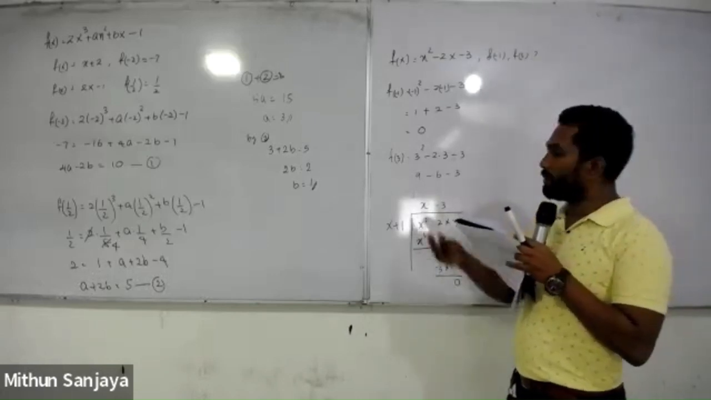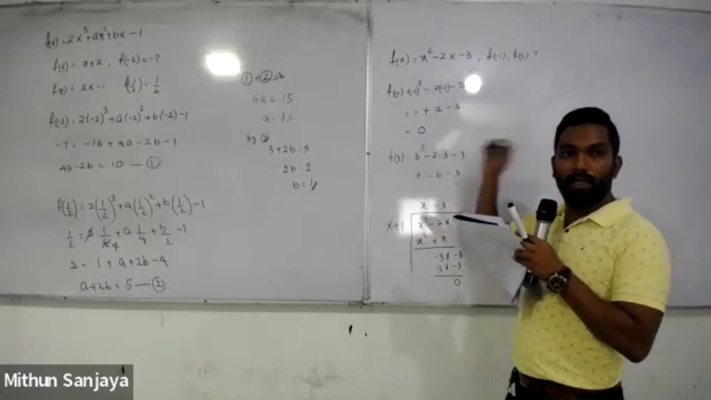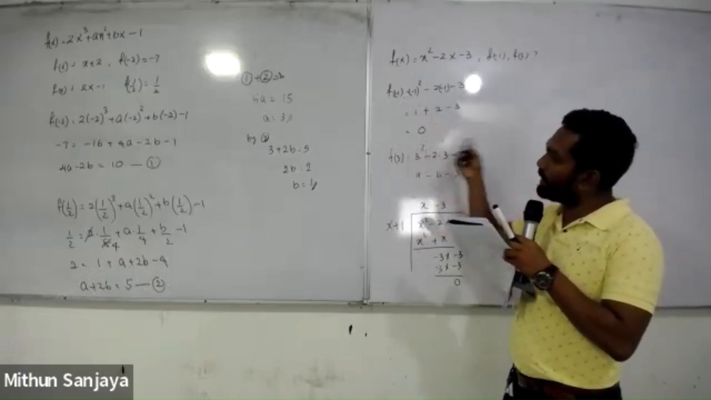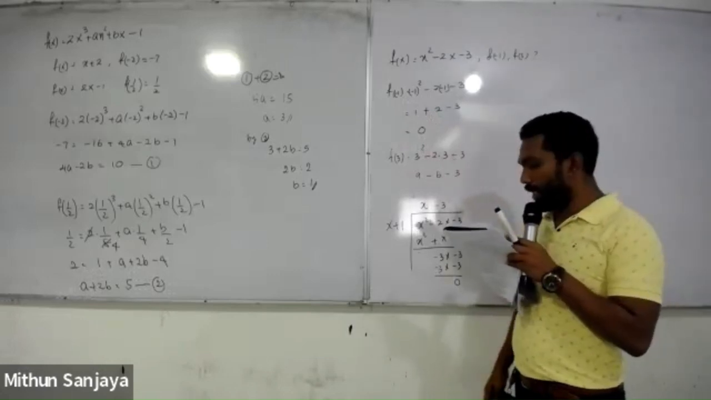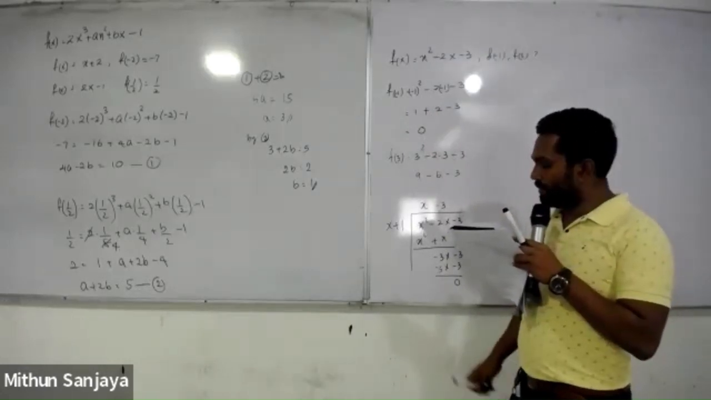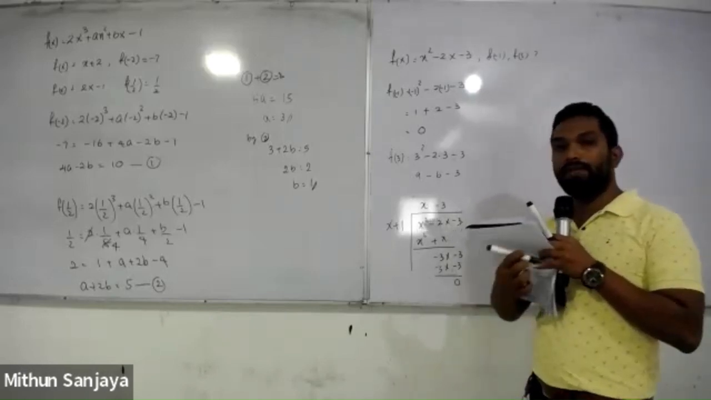So here also we get a remainder. We substitute a value and get the remainder. Now here we have remainder 0. How do we write the function?